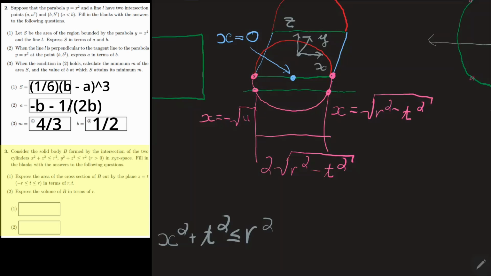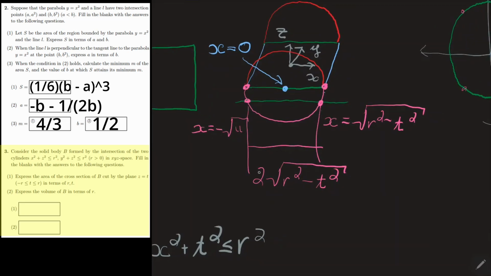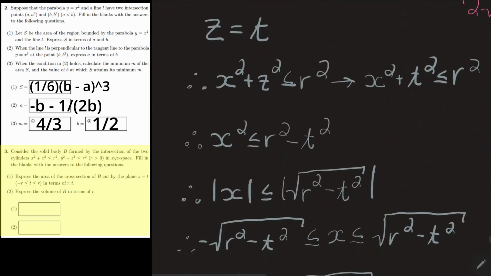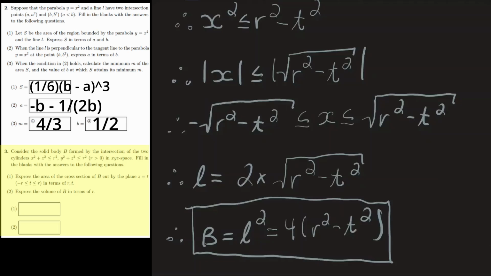And so if we want to find the area of the cross section with that t, then it's just 2 times the square root of r squared minus t squared, all squared, right? So our length is 2 times the square root of r squared minus t squared. And so to find the area of that square, we just take the length and square it. And so the area B is equal to 4 times r squared minus t squared. And that is the answer to the first part of the question.